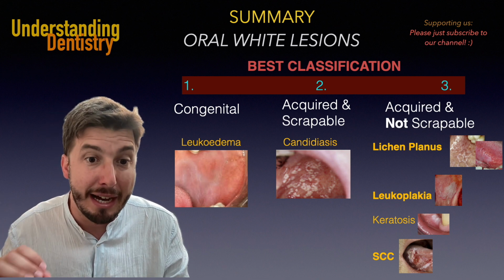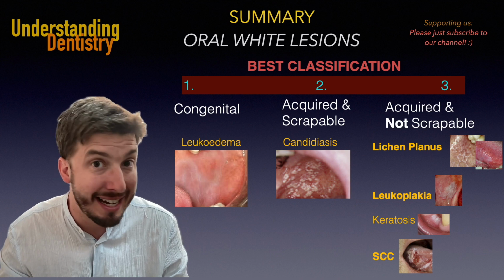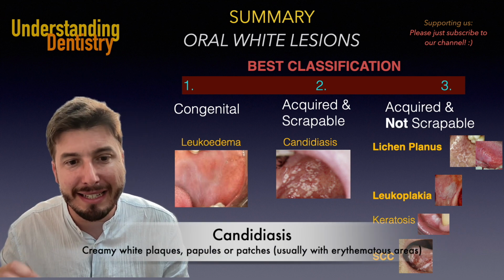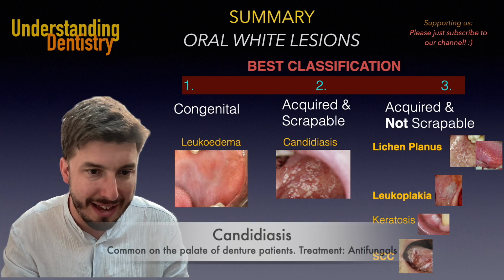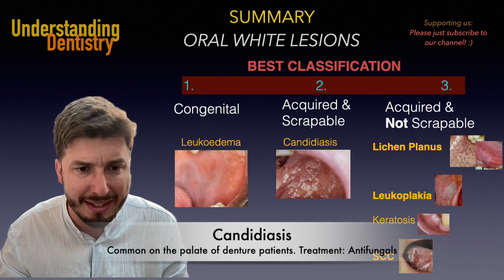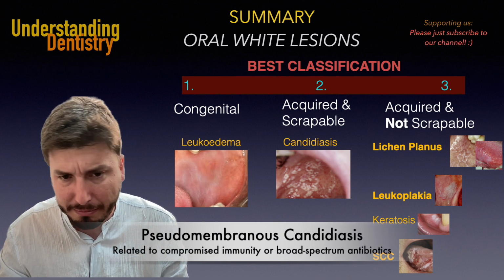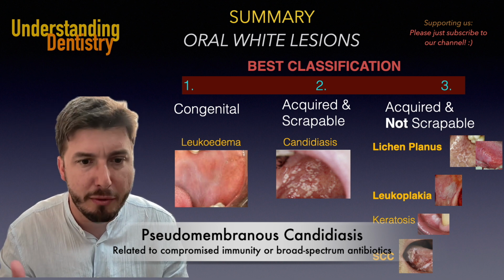Then we have acquired and scrapable, and the main one, of course, you guys know, is candidiasis, right? So candidiasis would be the white areas, and you can have red areas surrounding them because of inflammation, and those are scrapable, okay? Very common in candidiasis, the plaques are removable, they are scrapable, so you can scrape them off.